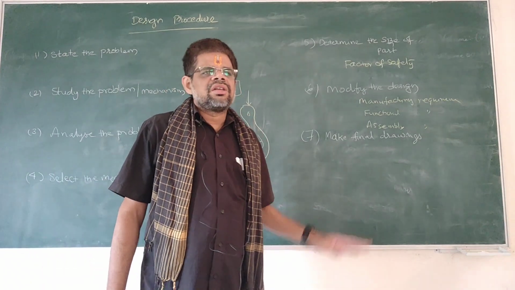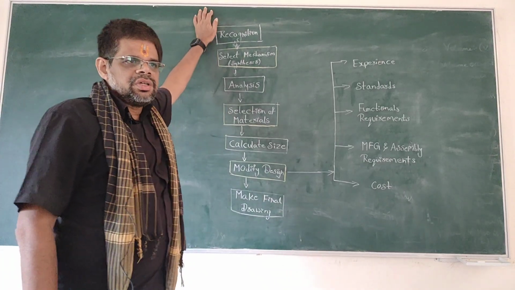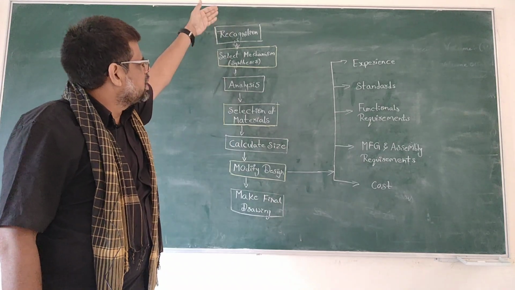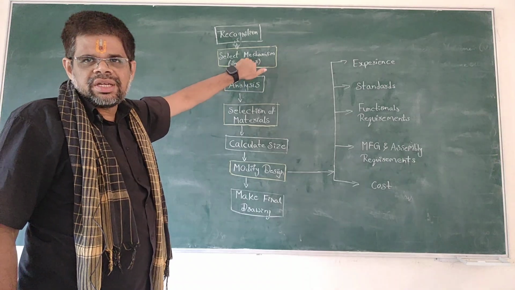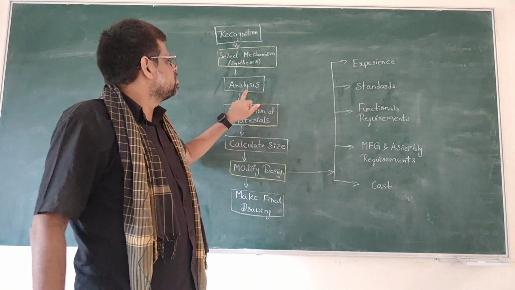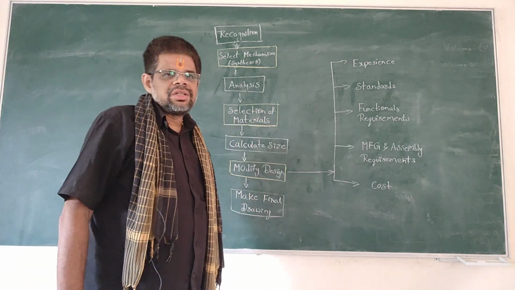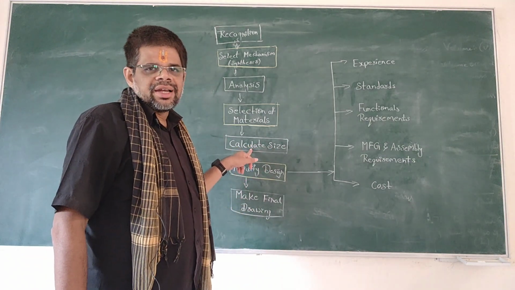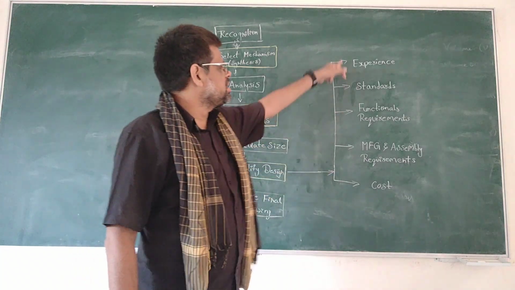Now let us discuss the flow chart for this design. This is the flow chart, or step-by-step procedure, for the design. As we discussed, the first stage is recognition of the problem, then synthesis, and then analysis. You have to analyze the existing mechanism or machine, and then choose proper materials. Then you have to calculate the size. While calculating the size, you have to consider the factor of safety, and then modify the design based on these requirements.